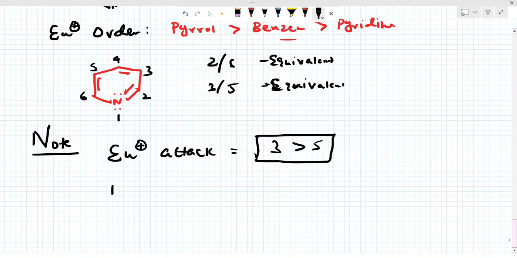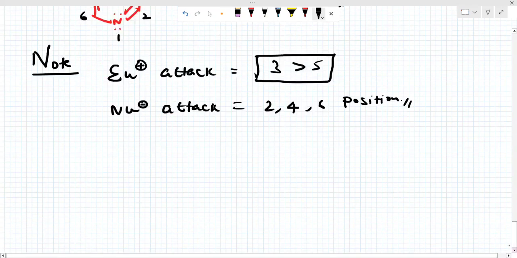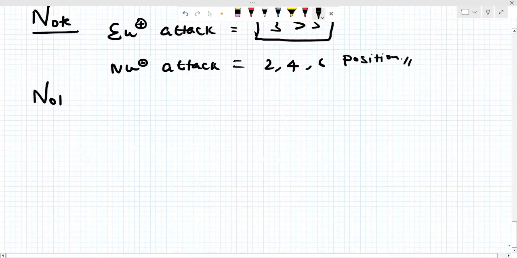Okay. Nucleophilic attack. What is the position? Please note. It can attack the second, fourth, and sixth positions. Okay. Please note. That's a very important point. Note. In pyridine.